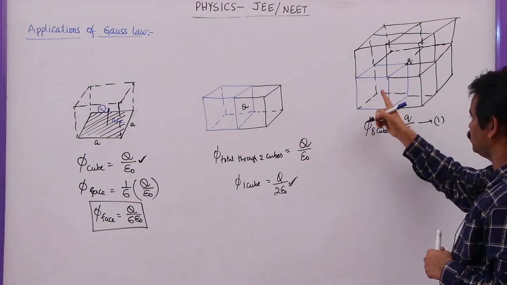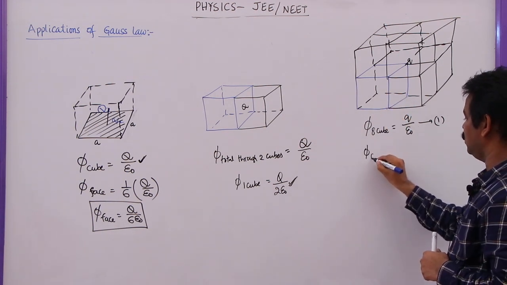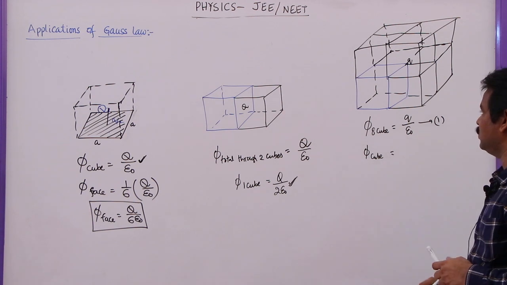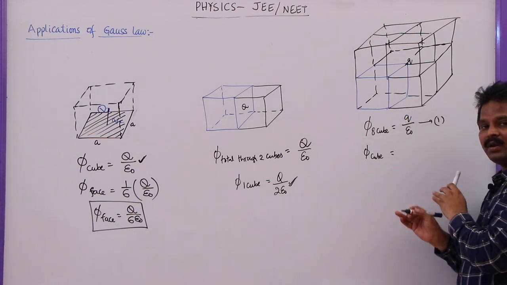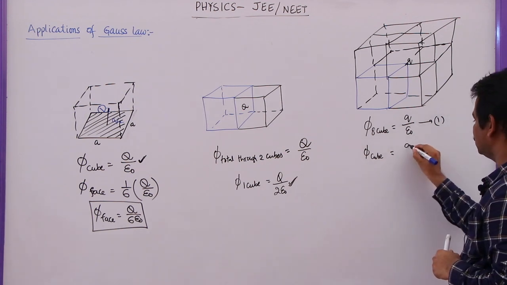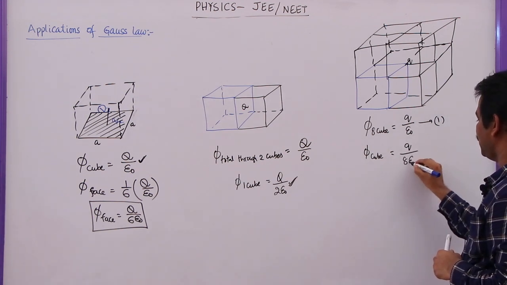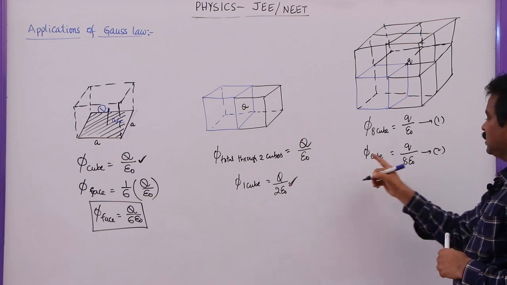Then what is the flux through 1 cube? Only 1 cube. So this is given by, you can see there are 8 cubes. So this entire flux will be divided into 8 parts. So this answer will be q by 8 epsilon naught. This is the flux through 1 cube.